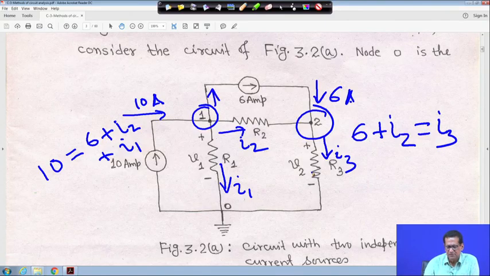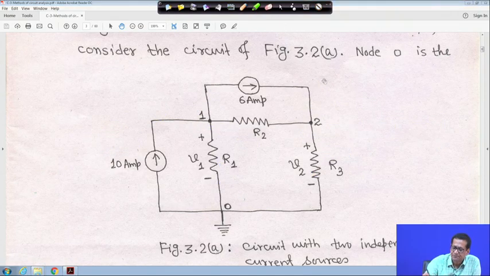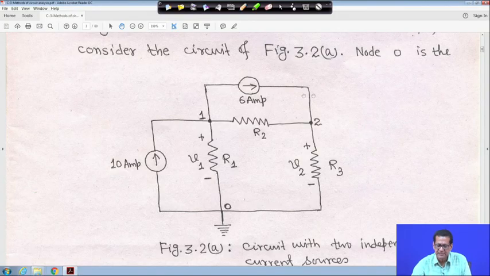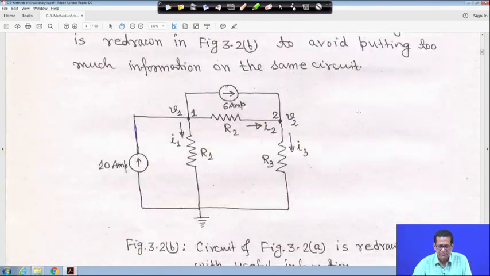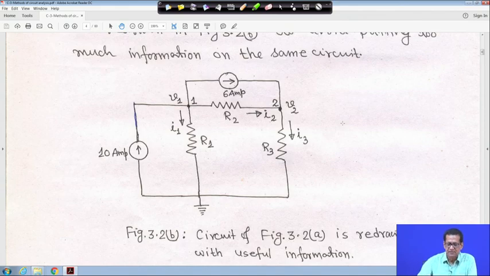Now, let us find out what I 1, I 2 and I 3 will be. First let me clean it. If you see this circuit, now the voltages are marked, and I 1, I 2, I 3 are all marked. I wrote all the equations for I 1, I 2, I 3.